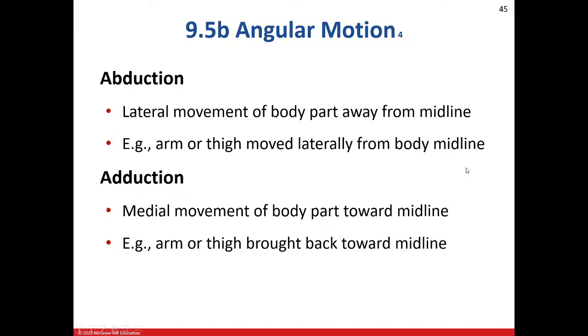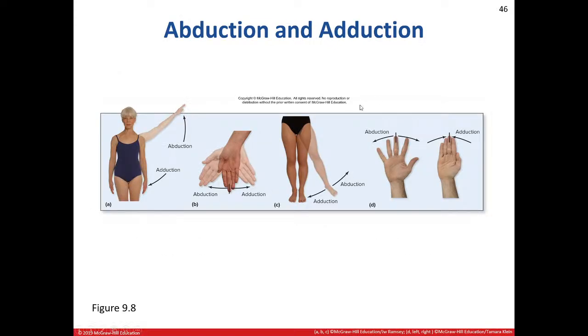All right, so two more movements, abduction and adduction. Abduction is where you pull a body part away from the midline, away from the mid-sagittal line, right? And so if my arms are at my side and I bring one up in the coronal plane, then I've performed abduction. If I bring it back toward the midline, then I'm performing adduction, which is the opposite motion.